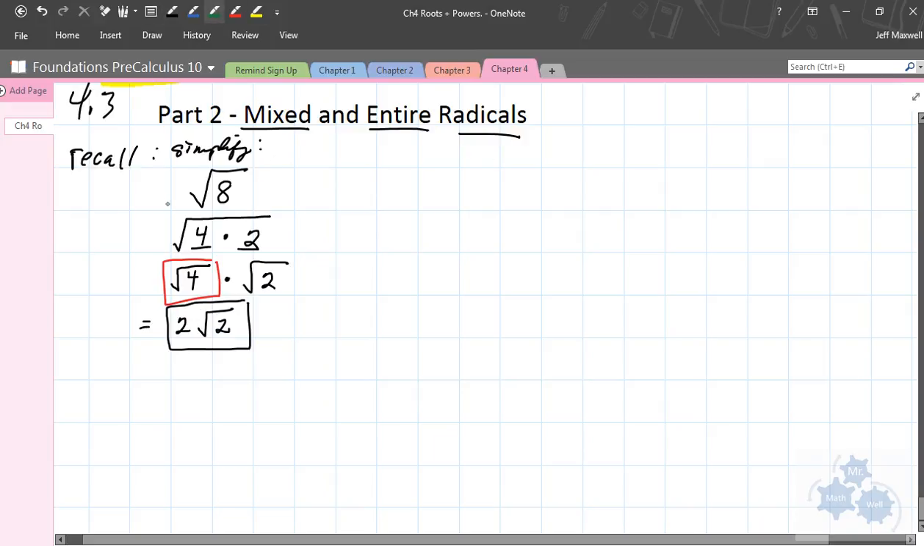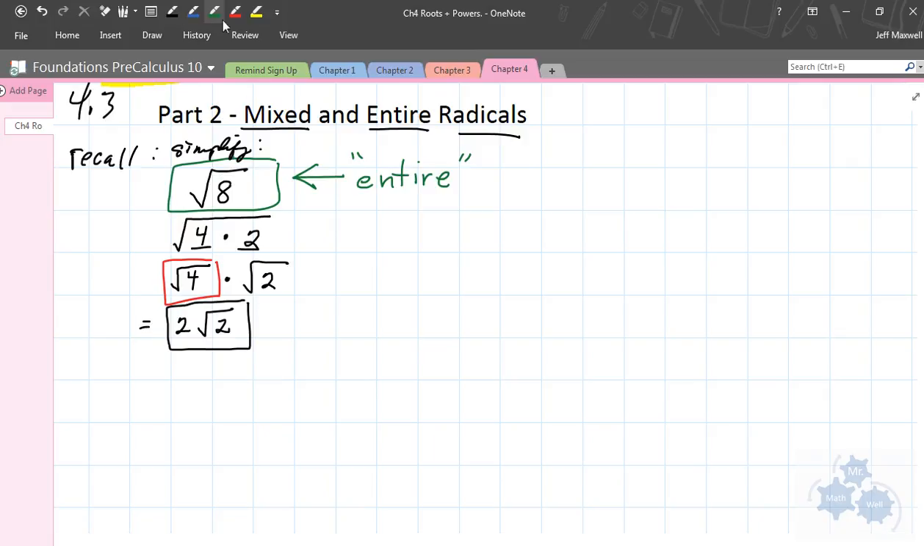This right here is an entire radical. That's what this is called. Entire, E-N-T-I-R-E. And if you've ever, you know the word, right? Entirely. That means all of it. And so if you think about all of the numbers or all of the terms, everything is underneath the radical sign. So that's an entire radical.